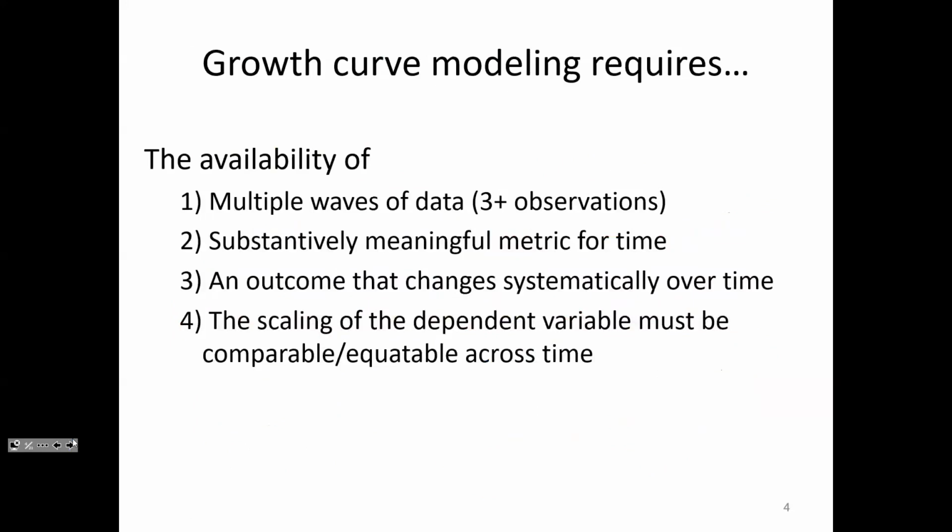And then the last thing is that the dependent variable has to either be the same variable across time, or it has to be equatable or comparable across time, right? So it has to be in a metric where you can actually compare it across time. If you have reading scores on 3 different reading tests, and there's no way to equate those tests across time, so the scores mean something completely different, then there's no way to look at growth. So those are really important requirements.